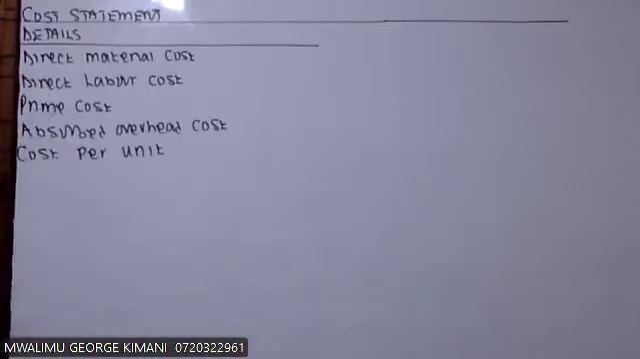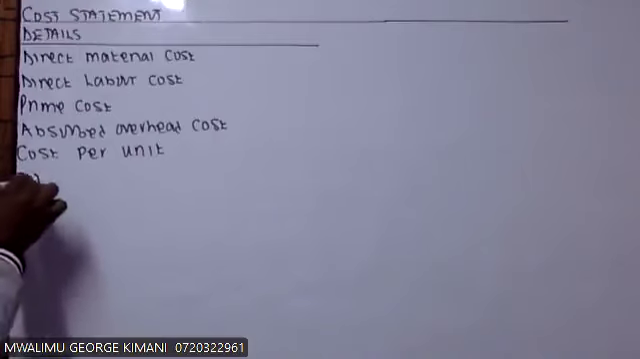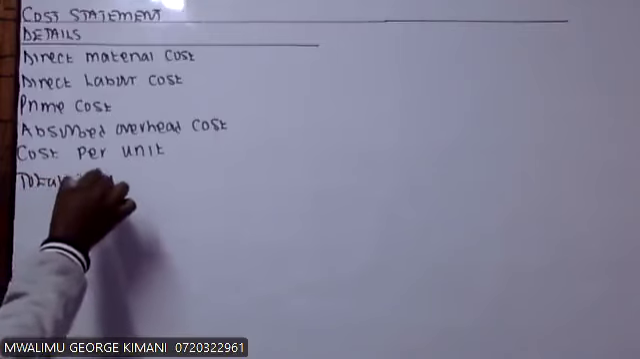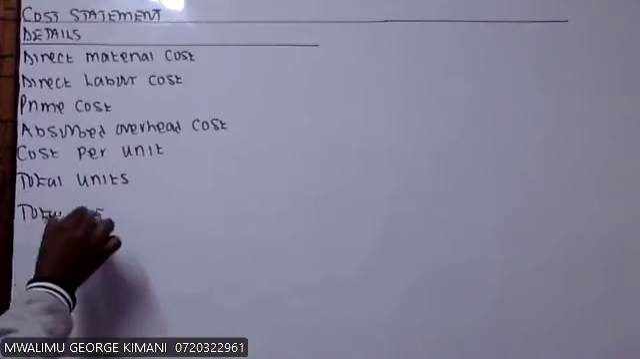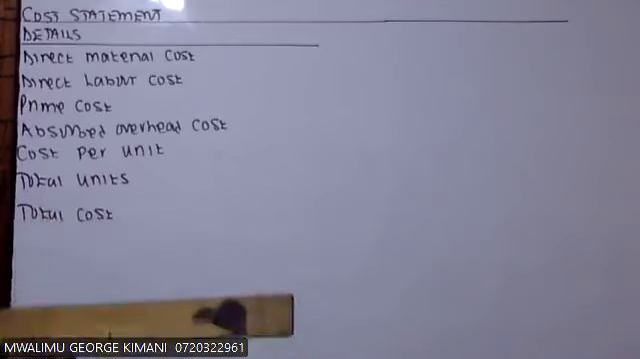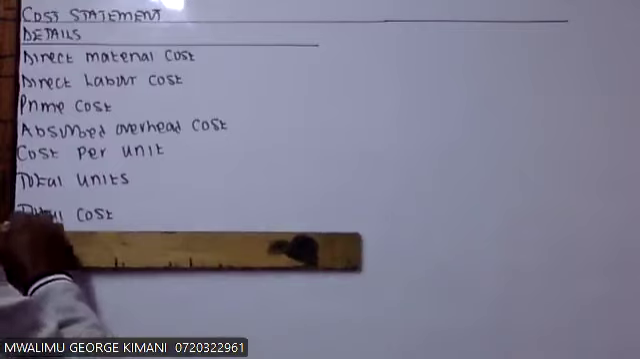When you get the cost per unit, you get total units. And then you get the total costs.